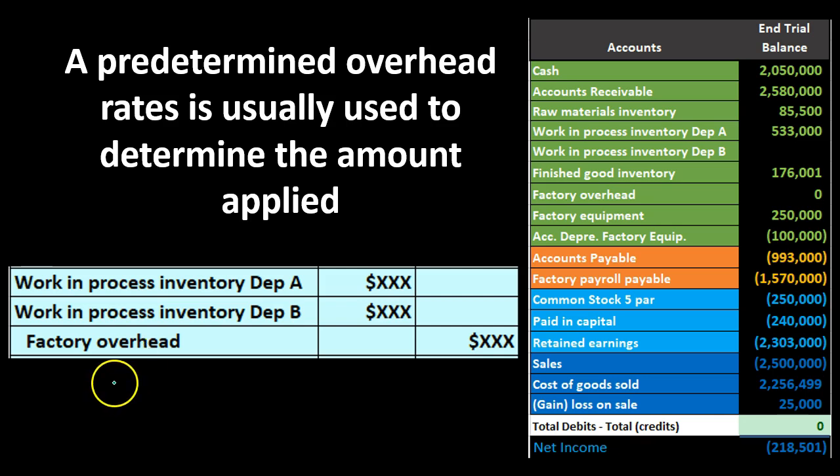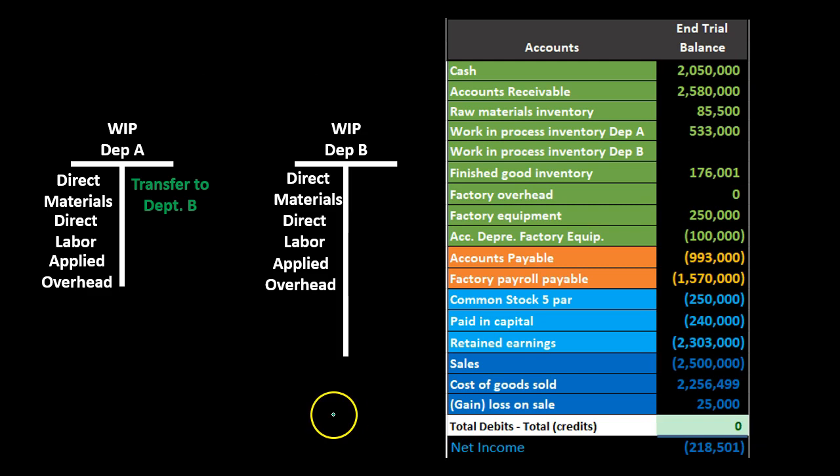The journal entry then, factory overhead decreasing, and it's going to be a debit to work in process Department A, work in process Department B. Here's work in process Department A, work in process Department B, and the overhead. Next item that's going to happen is now we're going to finish items in the work in process Department A. So it includes direct materials, labor, and applied overhead, the three components of inventory now in Department A.